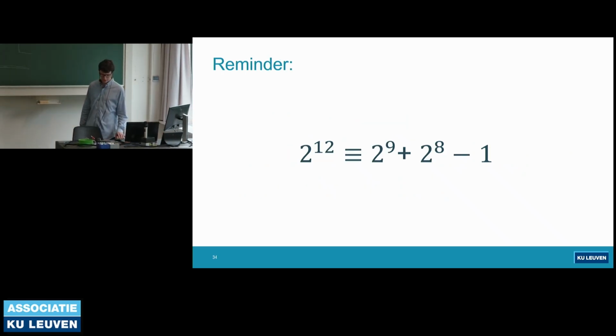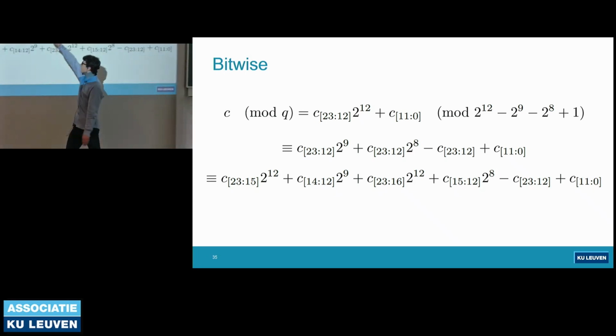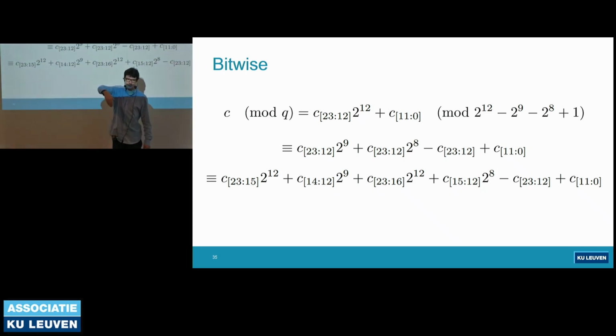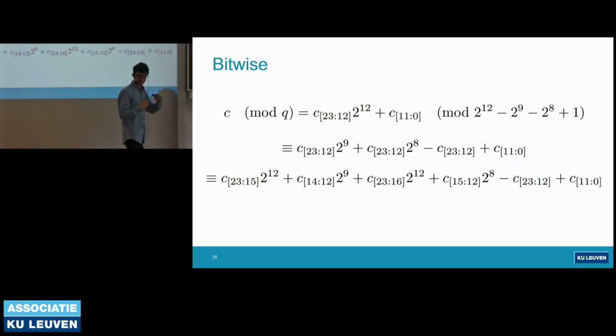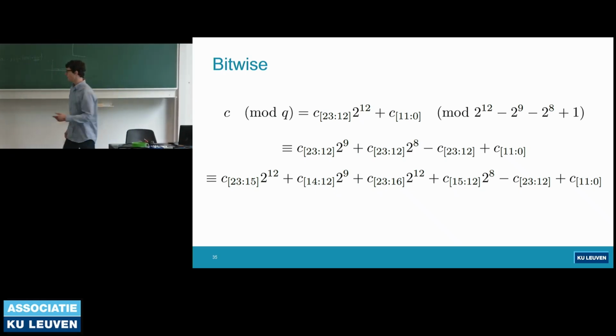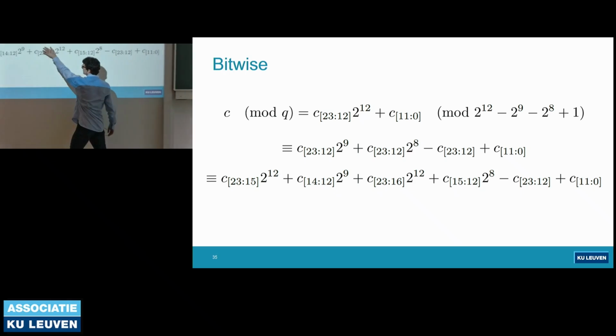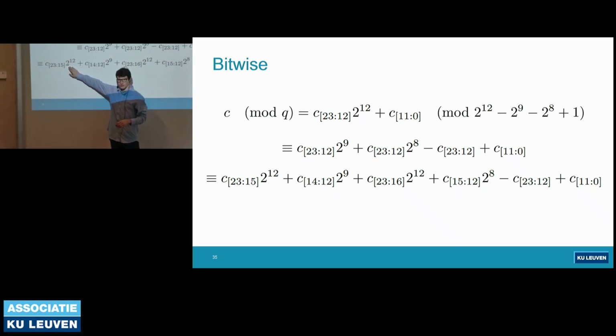2 to the power of 12 is equal to this thing. So you take your number, you take everything left of the 2 to the power of 12, and instead of multiplying it by 2 to the power of 12, you multiply it by 2 to the power of 9 plus 2 to the power of 8 minus 1. And now you have a smaller number, because previously you multiplied it by 2 to the power of 12, and now you multiply it with a smaller number. And if you solve this, you realize that you again have a part that is higher than 2 to the power of 12, which you can again substitute.